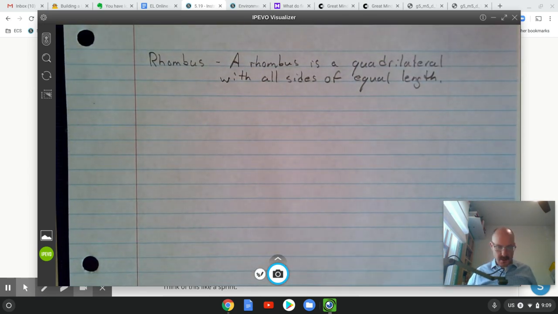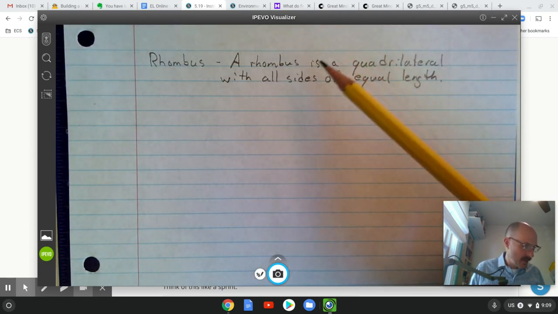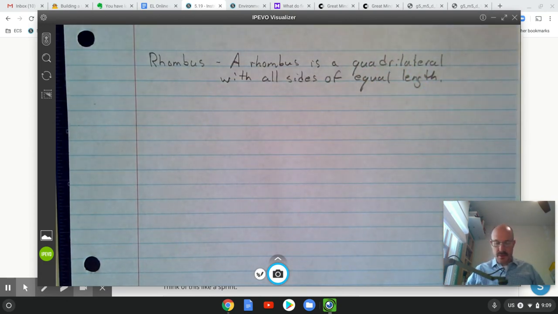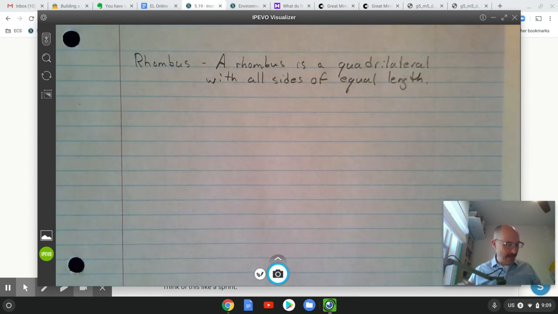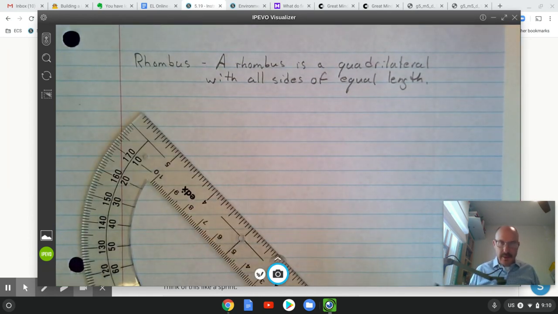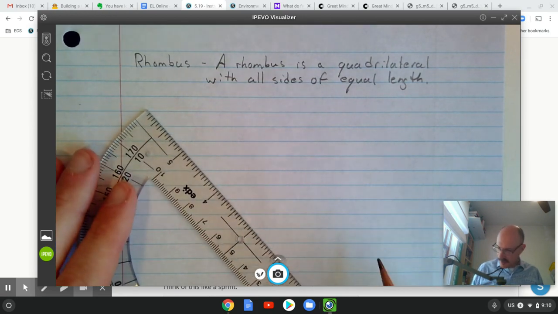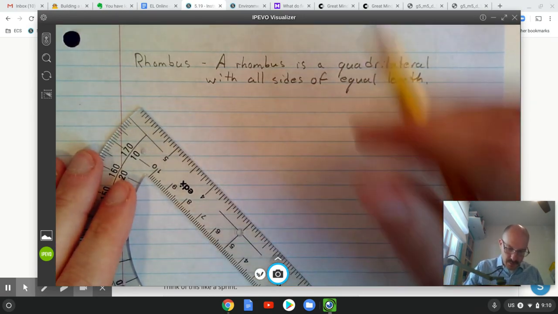Let's look at a quick review of making a rhombus. So, reminder, what is a rhombus? A rhombus is a quadrilateral with all sides of equal length. Making a rhombus is the trickiest shape that we've had to make.